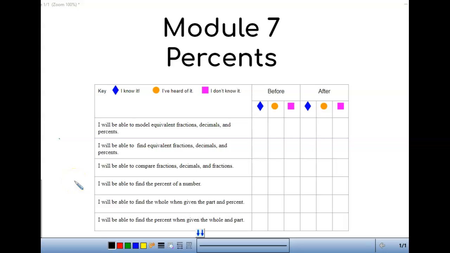Hello class, we're on to our module 7, which is all about percents. We're going to take a minute and fill in what you know, what you've heard of, what you don't know. And I promise we will revisit this around the test time, okay?